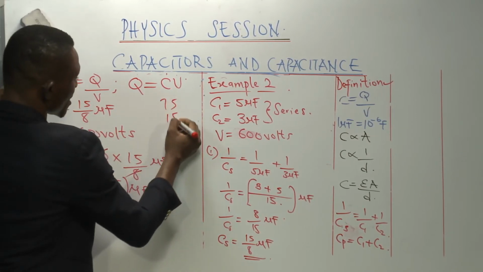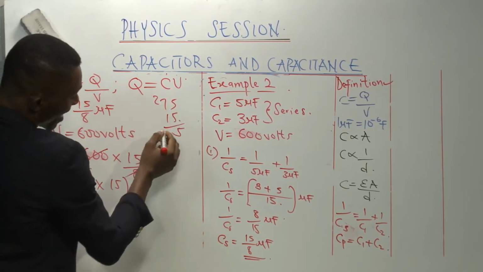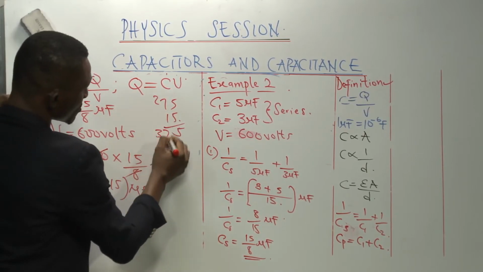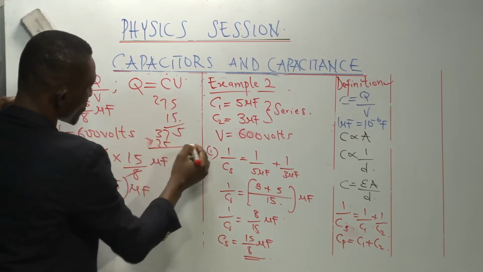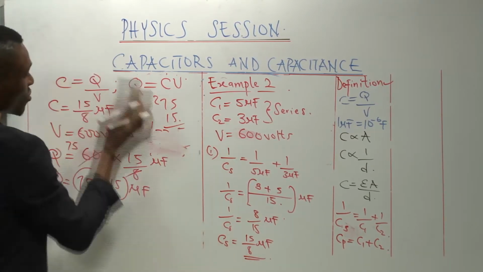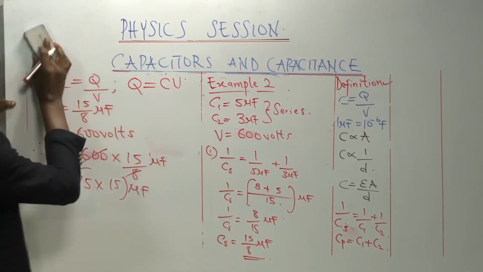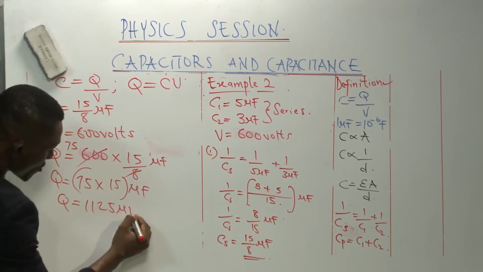Let's quickly do it here. 5 times 5 is 25, carry 2. 35 plus 2, 37... And when we add this, we have 1125. So that gives us 1125. So we have Q is equal to 1125 microcoulomb.